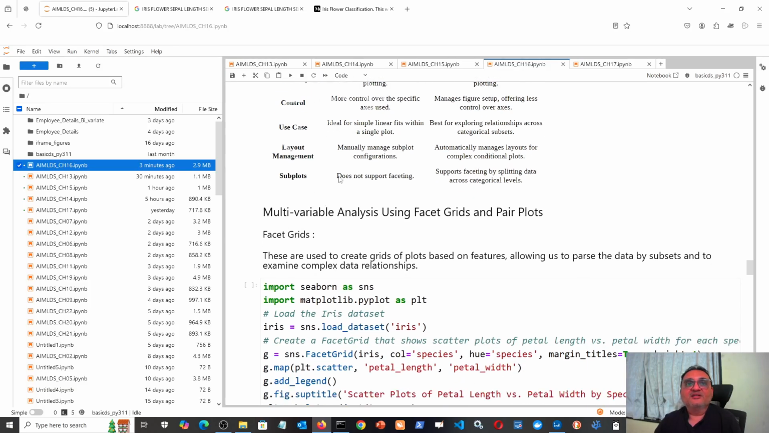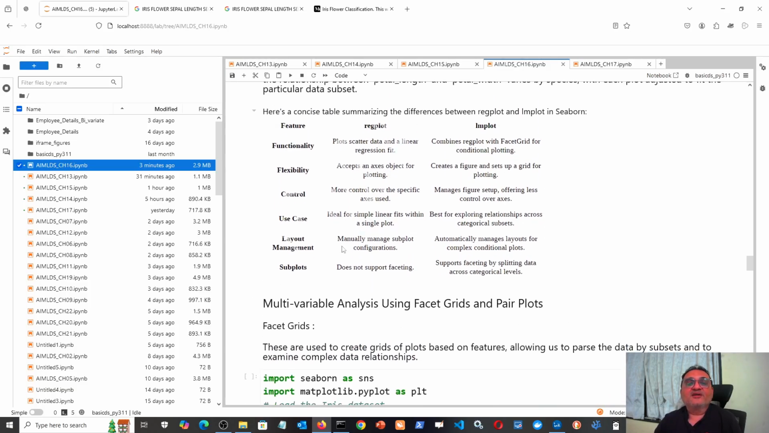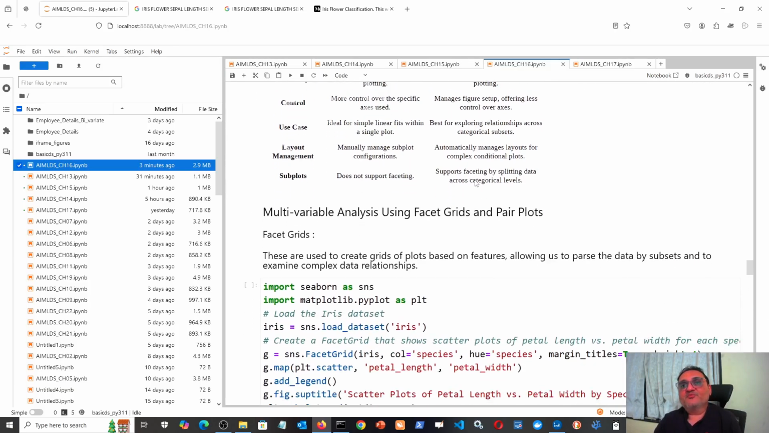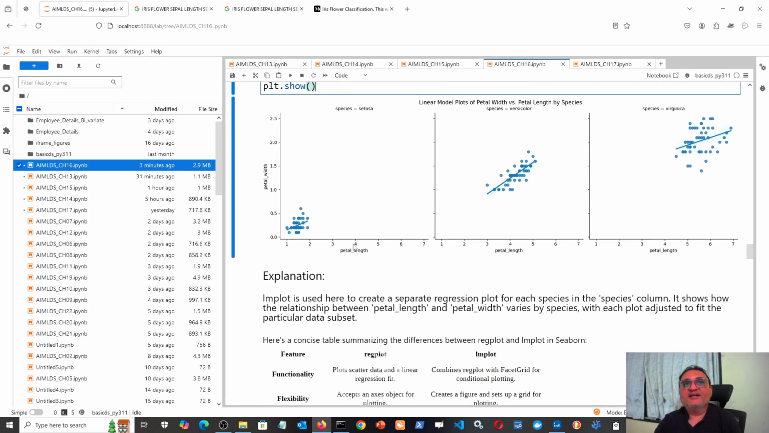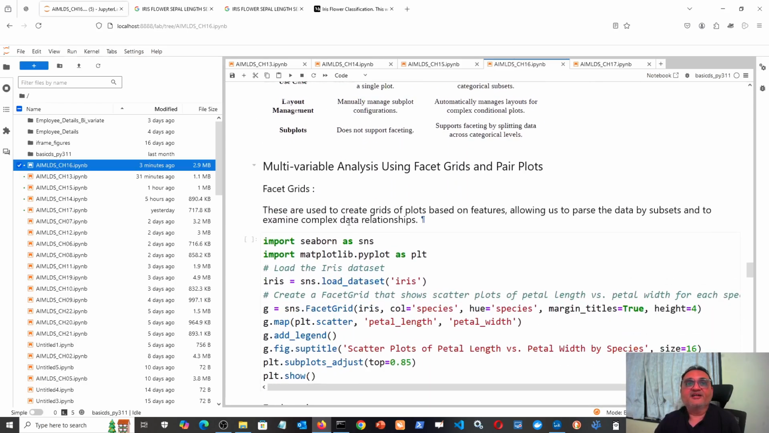Layout is not customizable. With reg plot, the subplot command does not support faceting, while lm plot supports faceting by splitting data across categories. So that is the reason why subplots_adjust and suptitle are written here. The faceted plots are created using this.